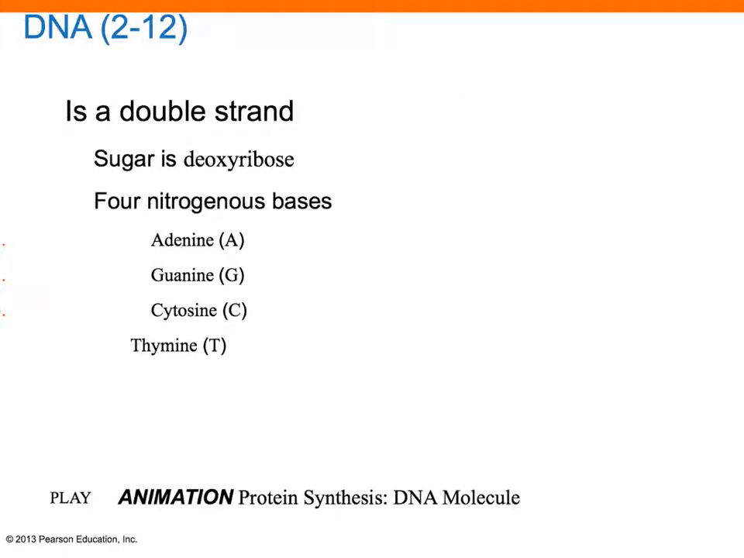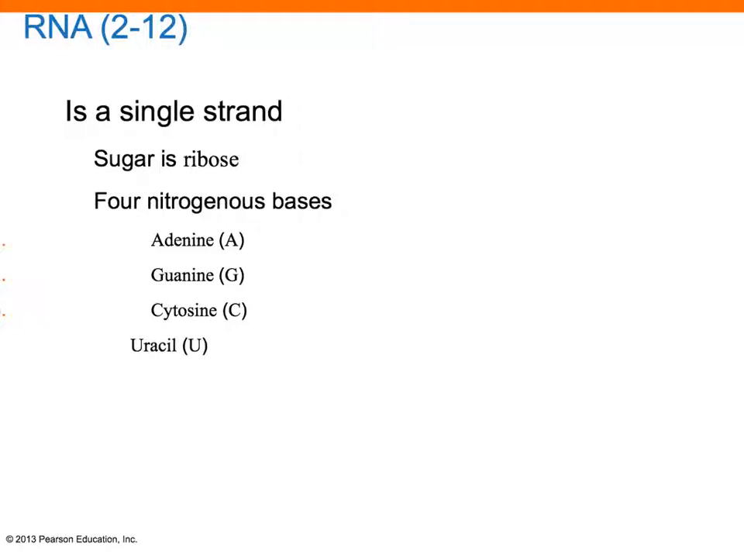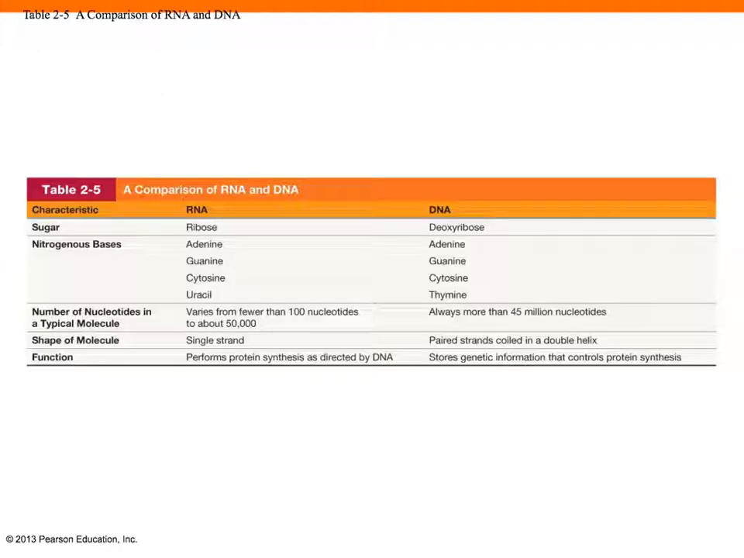DNA is a double strand. The sugar is deoxyribose sugar, and it has 4 nitrogen bases: adenine, guanine, cytosine, thymine. Adenine pairs with thymine, cytosine with guanine. RNA is a single strand. The sugar in RNA is ribose. It also has 4 nitrogen bases: adenine, guanine, cytosine, and uracil. The pairing rule for RNA is A with U and C with G.